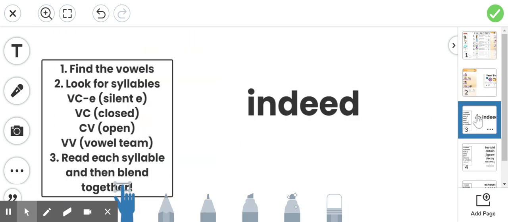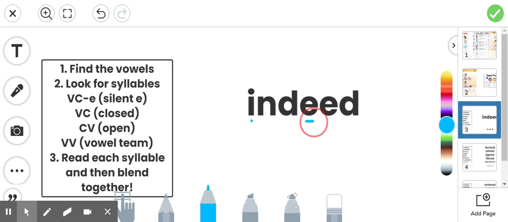So today we're going to be reading some multisyllabic words that have vowel teams in them. So when I come to a word that I don't know, remember the first thing that I should do is find the vowels. So here I have an I, and here I have EE, and they're side by side. So we have a vowel team. So now I want to look for some syllables. So I see, well, we have EE. That is definitely a vowel team. They are side by side.